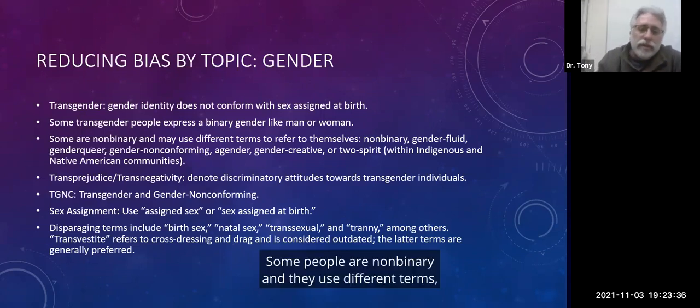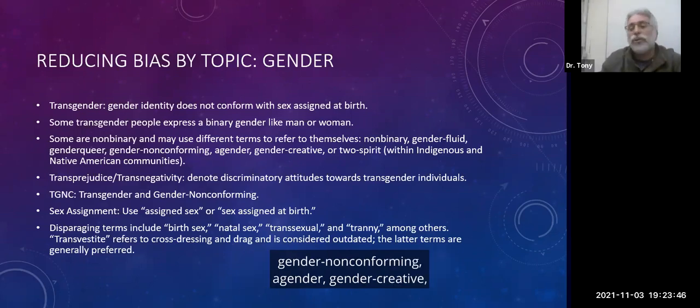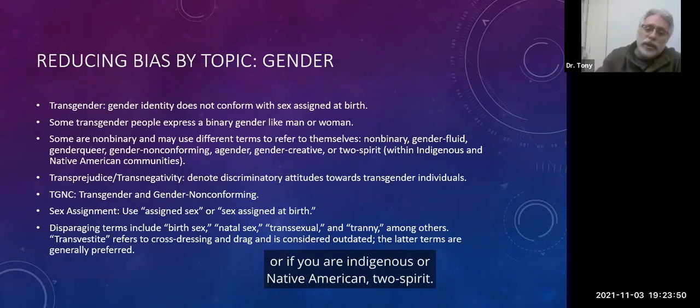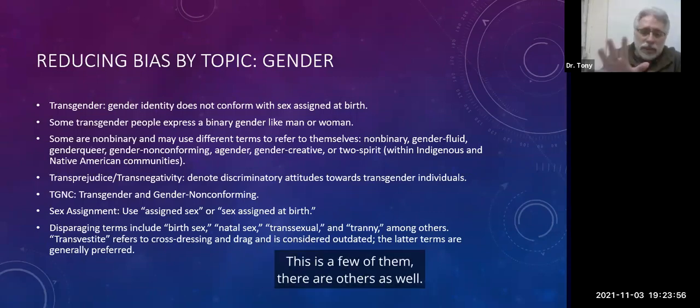Some people are non-binary. They may use different terms to refer to themselves. So we have terms like non-binary, gender fluid, gender queer, gender non-conforming, agender, gender creative, or if you are Indigenous or Native American, two-spirit. There are a variety of terms. This is a few of them. There are others as well.